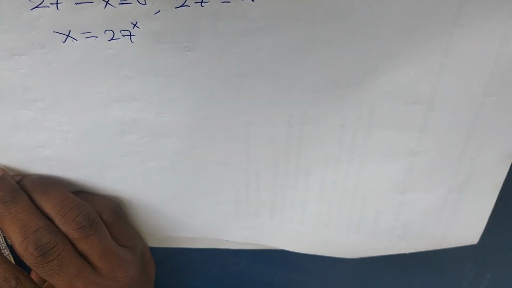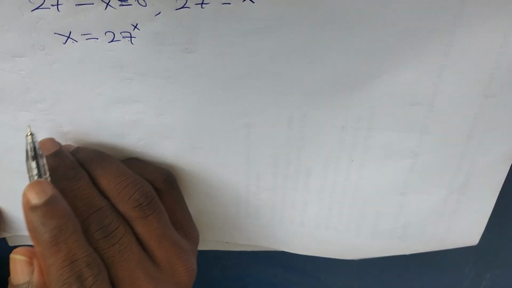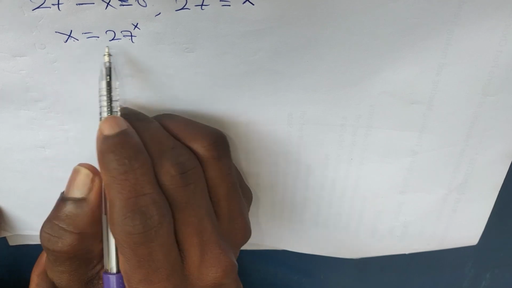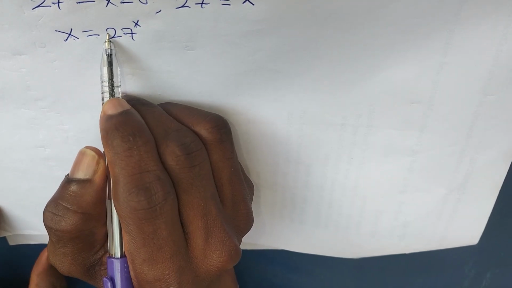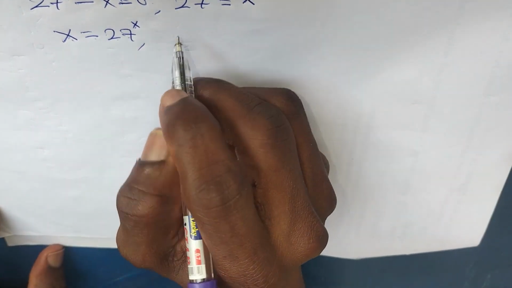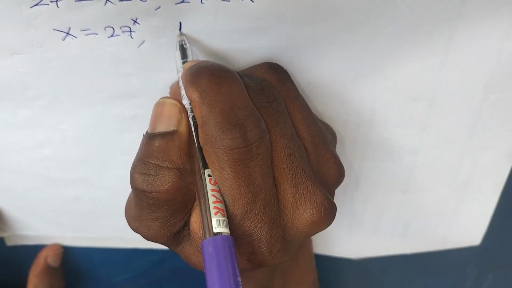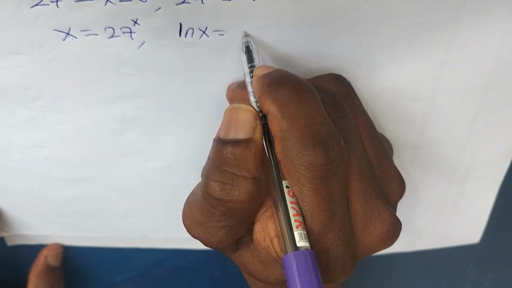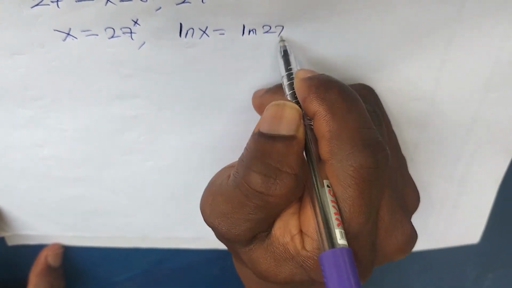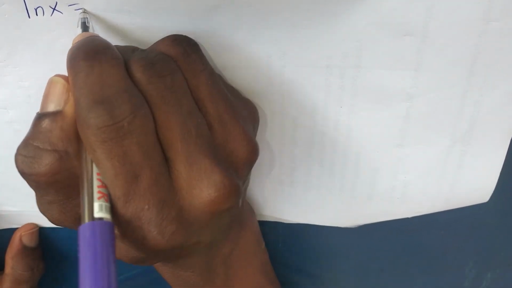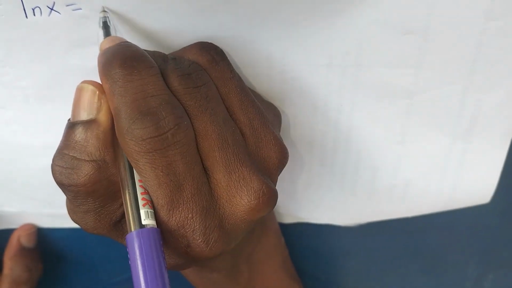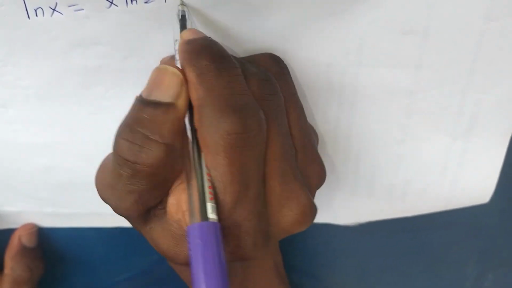Okay, what am I simply going to do from this point? We're having x as a base number at the left hand side, and x as a power number at the right hand side. In order for me to tackle this x and bring it down, I can take the natural log, which is the ln, of both sides. So I can say ln of x is equal to ln of 27 to the power of x. Having done this, ln of x is equal to, this is coming backward, x ln of 27.